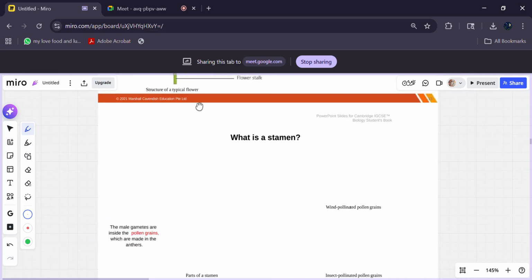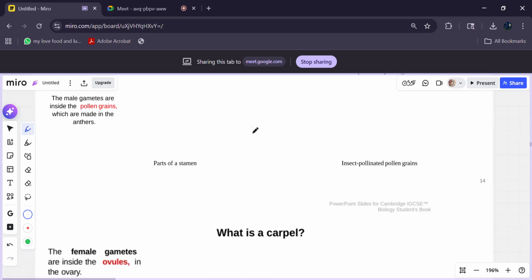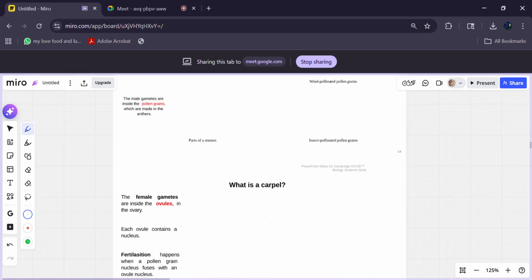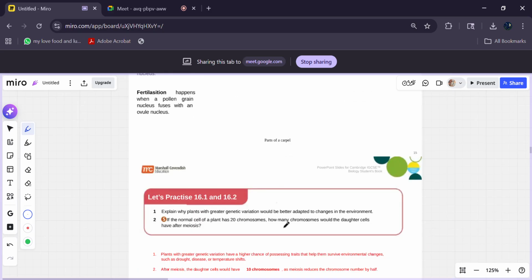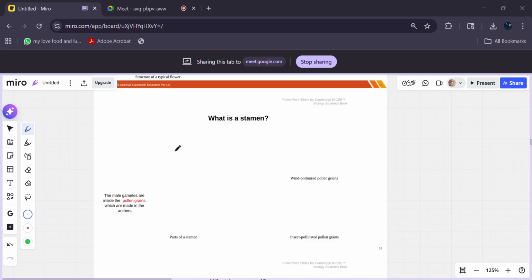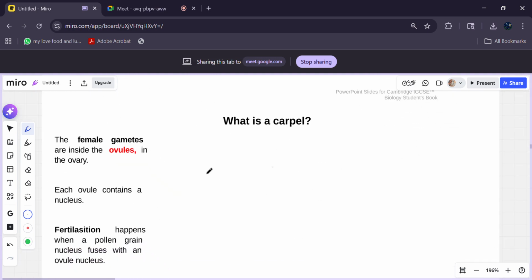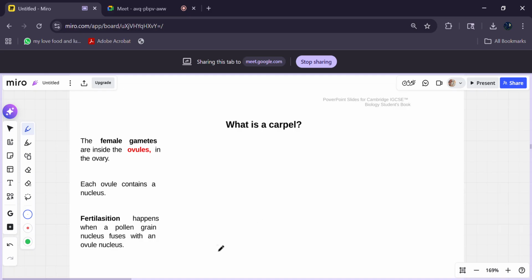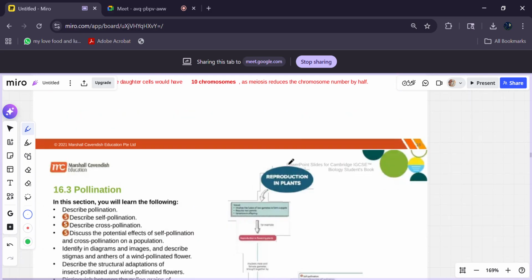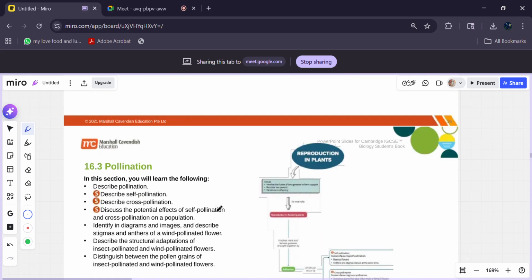Now let's go on. We have some parts here, but I've already explained this. What is the stamen? The stamen is the male part of a flower, and the carpel is the female part of the flower. Now we'll be going to section 16.3, pollination.